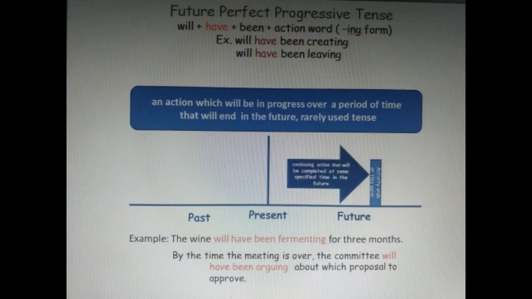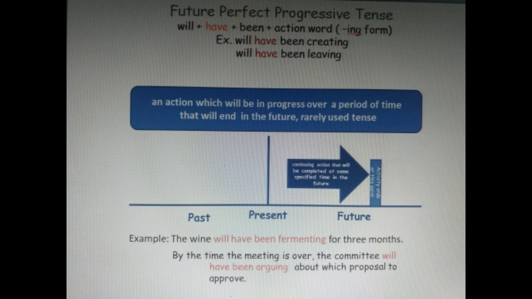Next is the future perfect progressive tense. It has this pattern: will plus have plus been plus action word in the ing form. For example, will have been creating, will have been living. This is an action which will be in progress over a period of time that will end in the future. This is a rarely used tense. So look at the figure below.